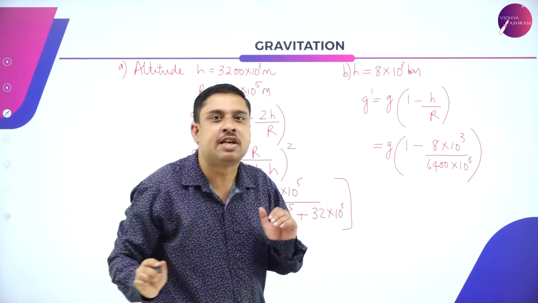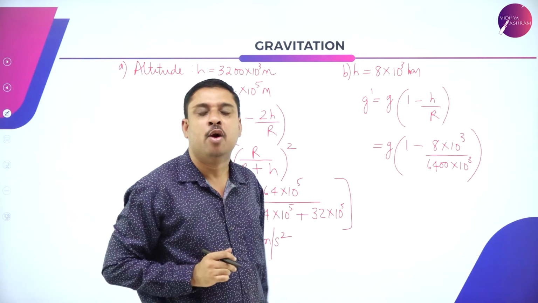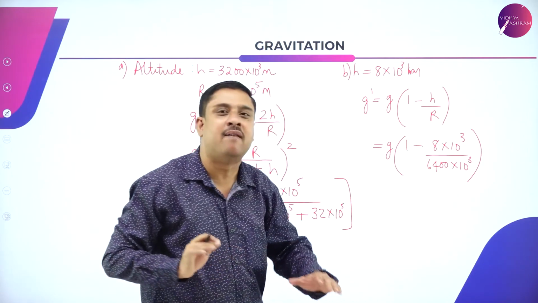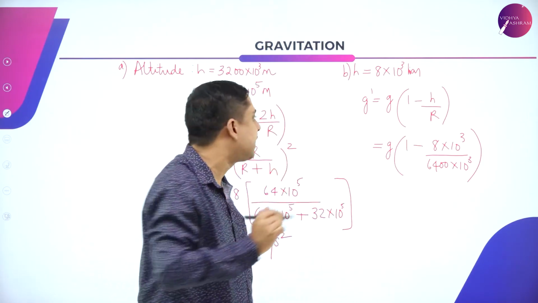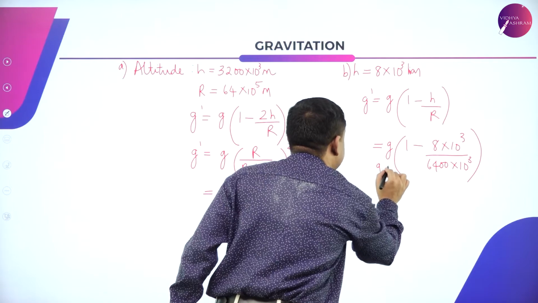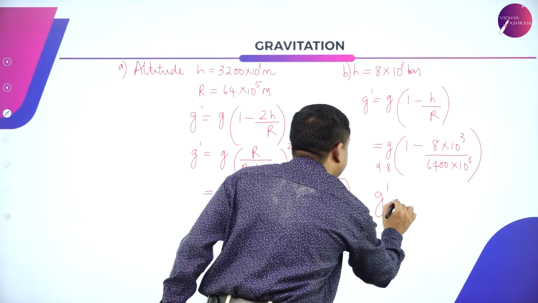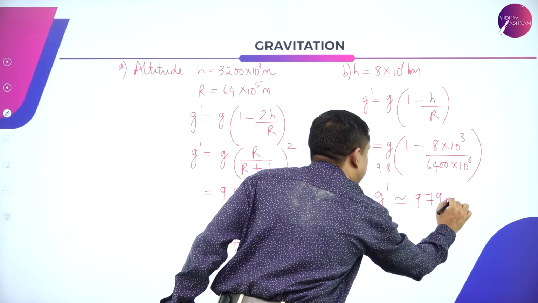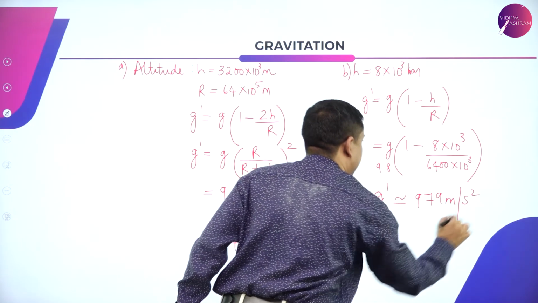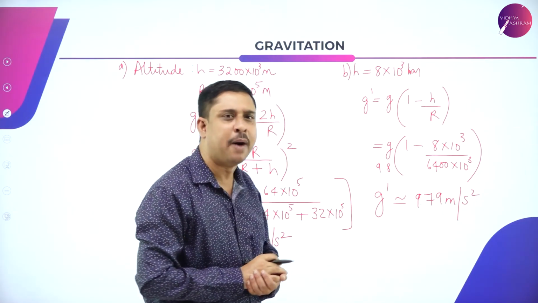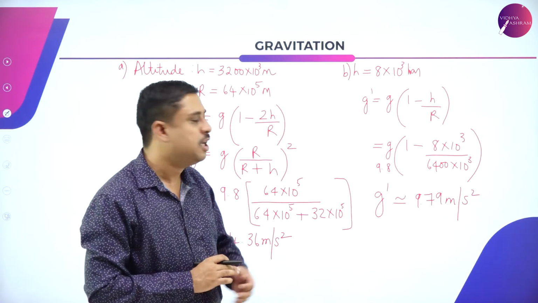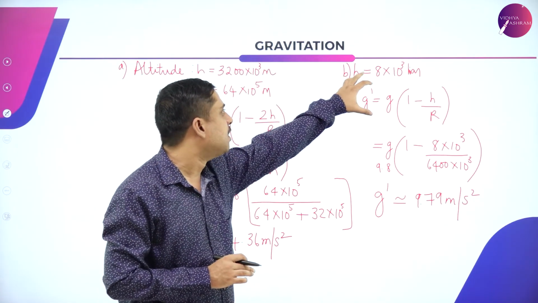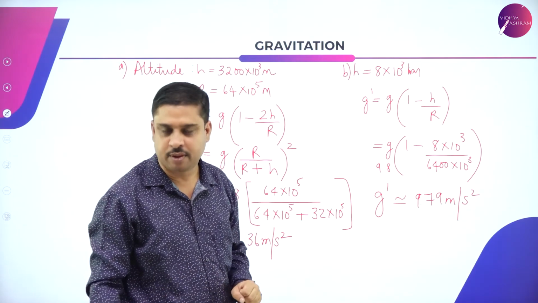Why did I retain 6,400? So that the powers become same and cancelled. Value of G is 9.8. So G dash approximately turns out to be 9.79 meter per second square. So this is with respect to height and this is with respect to depth.